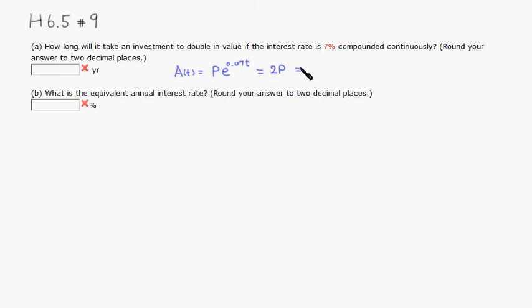We can just divide through by P. You get e to the 0.07 t is equal to 2. Then we can take the natural log of both sides, so that the natural log and the exponential function cancel out. So you get that 0.07 t equals the natural log of 2. We can isolate t by dividing through by 0.07, so t is equal to natural log of 2 divided by 0.07.